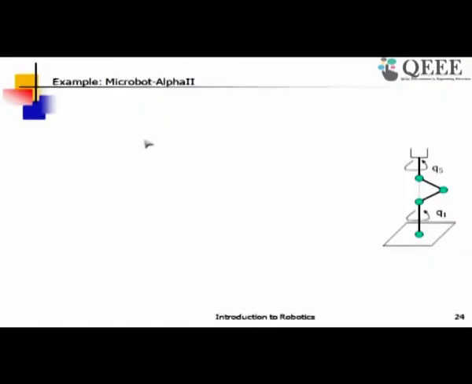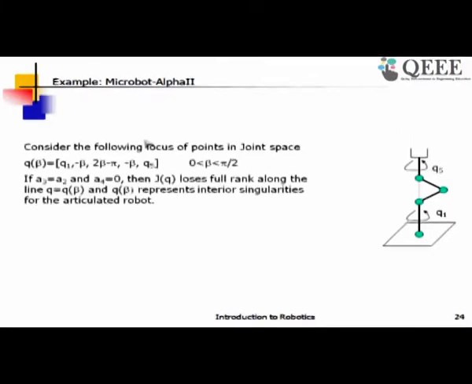For example, look at this manipulator in this configuration. It is a Microbot Alpha, and see that Q1 and Q5 are the two joint angles, and the manipulator is aligned in such a way that Q1 is the first joint angle, Q2 is minus beta, Q3 is 2 beta minus pi, Q4 is minus beta, and Q5 is another joint angle. So in this configuration, under the condition that A3 is equal to A2 and A4 is equal to 0, J(Q) loses full rank along the line Q = Q beta, which represents the interior singularity. Now whatever may be Q1 and Q5, if you rotate them in opposite directions, you will see that there is no change in the velocity at the tooltip.